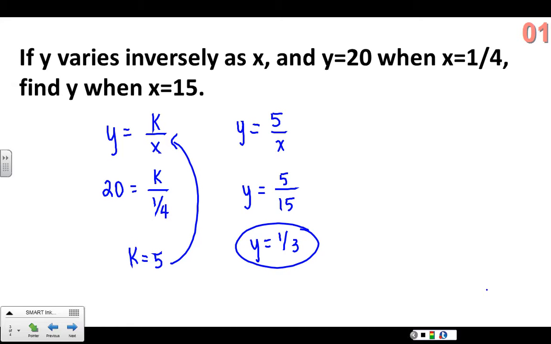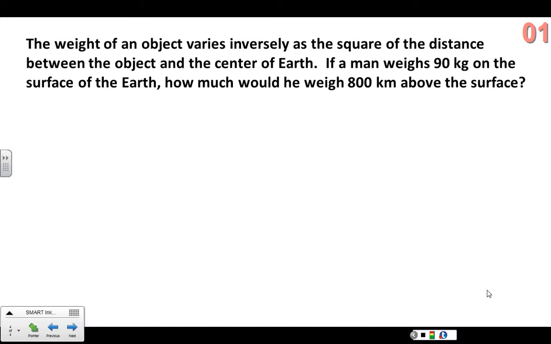Let's look at a real-life application of inverse variation. The weight of an object varies inversely as the square of the distance between the object and the center of the Earth. Well, if you have the planet Earth here, from the center to the surface is about 6,400 kilometers. So I need to give you that information for you to be able to work this problem. If a man weighs 90 kilograms on the surface of the Earth, how much would he weigh 800 kilometers above the surface?